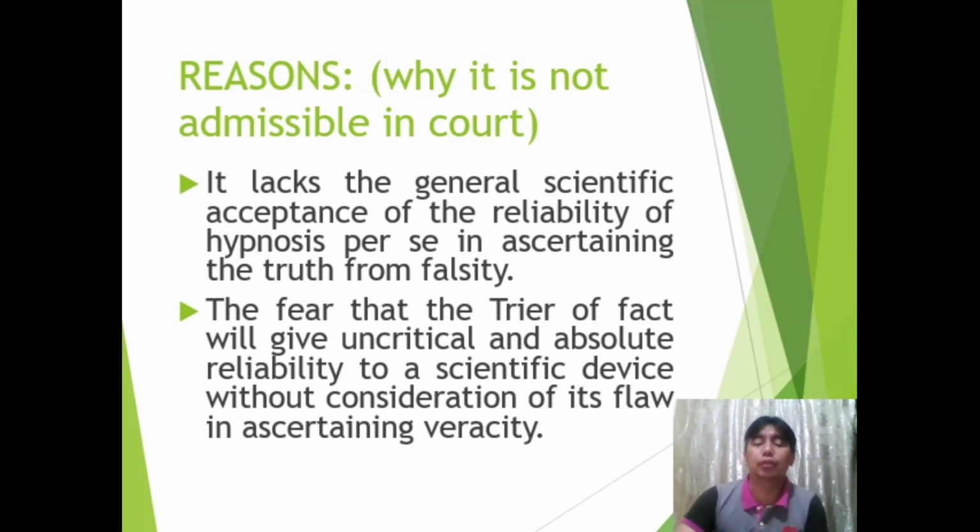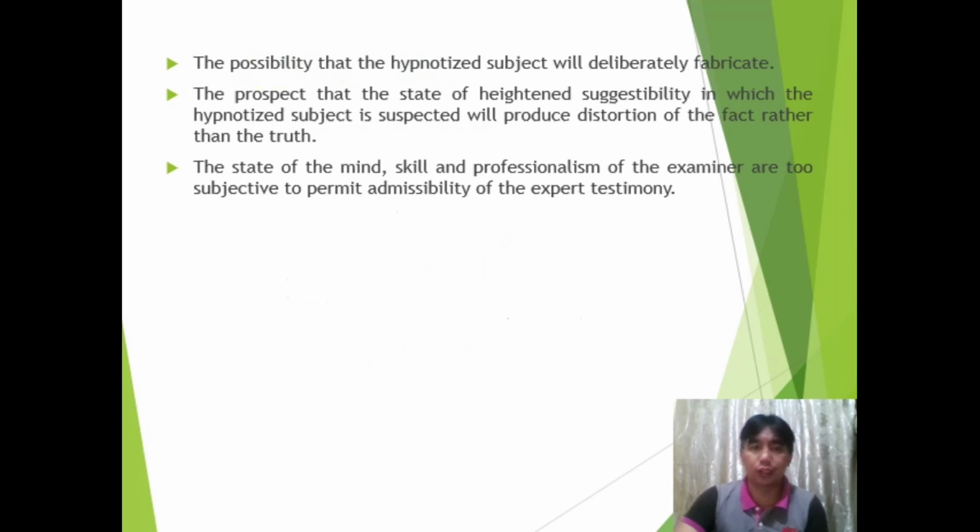So even the polygraph machine belongs to this, that the machine will be the basis in determining if someone is lying or not is also questionable, because there is still a flaw in ascertaining veracity. So what else? Like for example, the hypnotized person. We have already mentioned that as well. Okay, so these are the reasons why it's not acceptable.